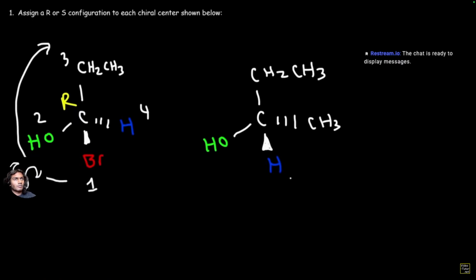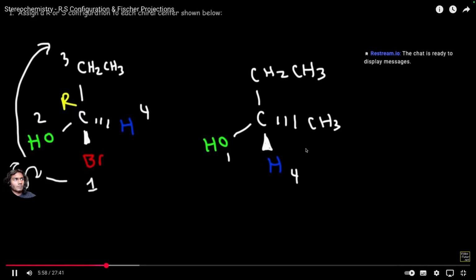Now for the next one, hydrogen is going to be group number 4. Here we have oxygen, carbon, carbon. Oxygen wins, so that's going to be number 1. Then the carbon with 2 carbons, then the methyl group and hydrogen. Here, the hydrogen is above the carbon. So we usually write it like this, but we change.